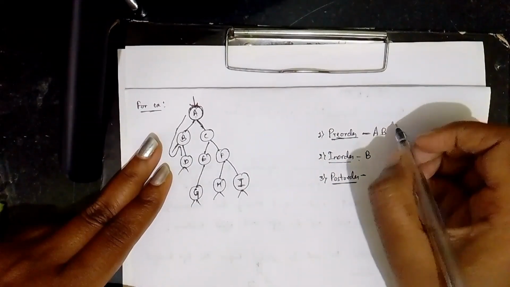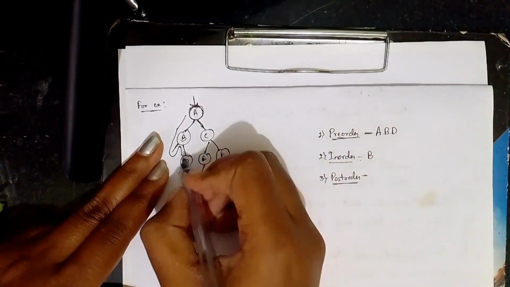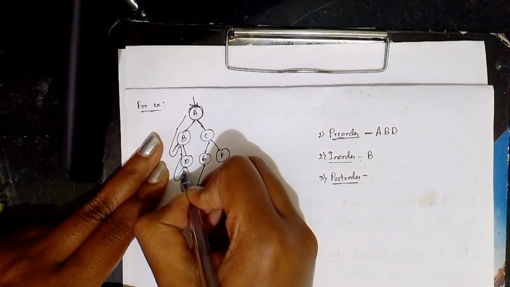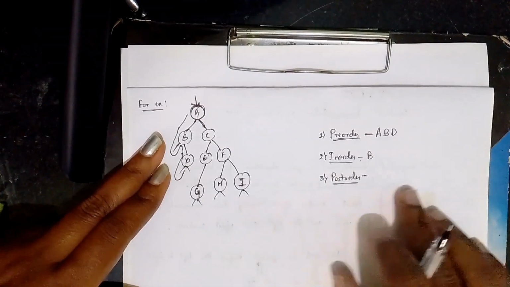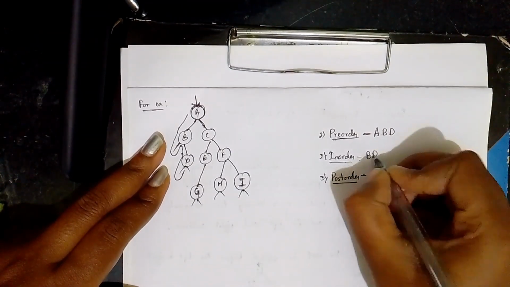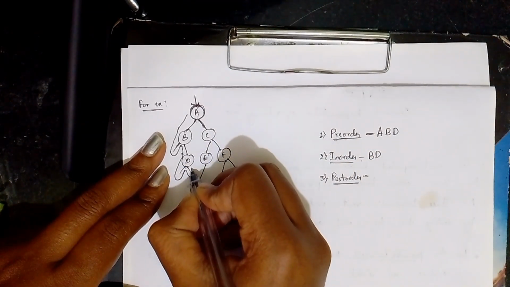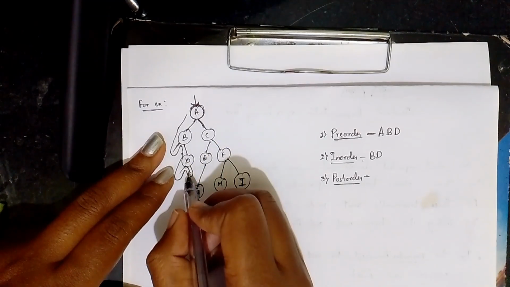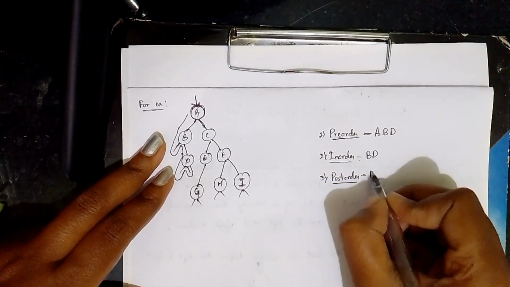So we have to write it in pre-order. Now again, we are traversing towards B for the second time. Then we have to write it in order here. And again, we are traversing towards B. Again, this is our third time. So we have to write it in post order.